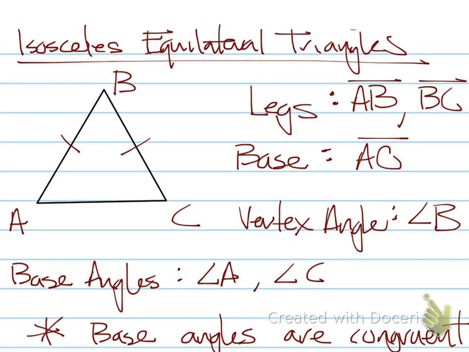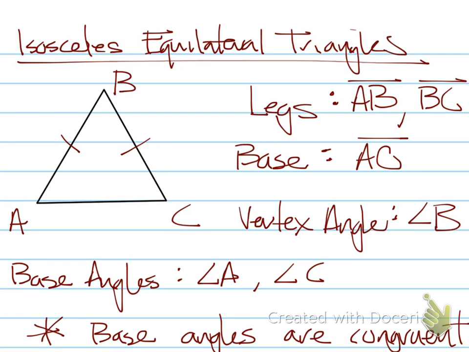In this lesson, we're going to be looking at isosceles and equilateral triangles. An isosceles triangle is a triangle where at least two sides are congruent. So the different parts of an isosceles triangle are as follows.